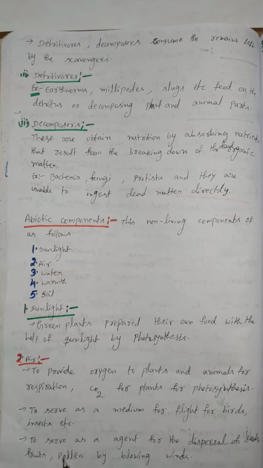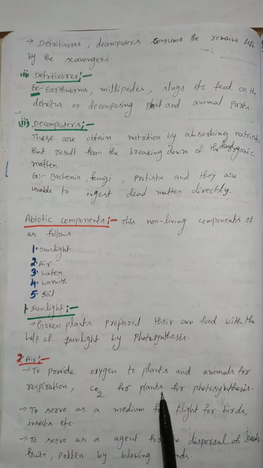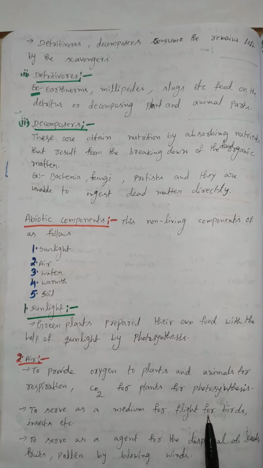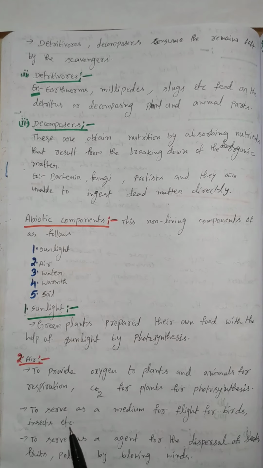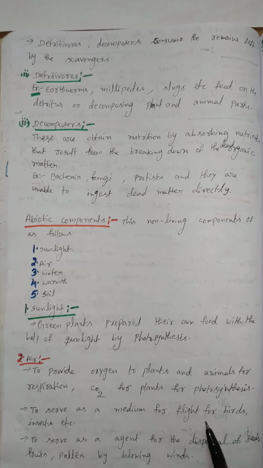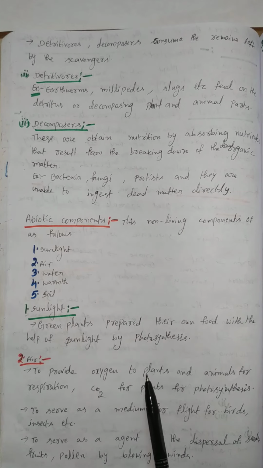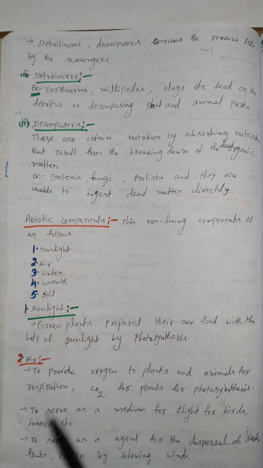Second one, air. To provide oxygen to plants and animals for respiration, carbon dioxide for plants for photosynthesis. To serve as a medium for flight for birds and insects, etc. So air is the medium of flight for birds and insects. Here oxygen and carbon dioxide in the air are also very useful to the plants.